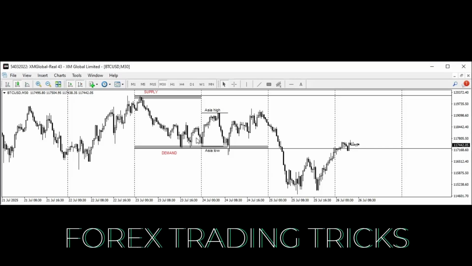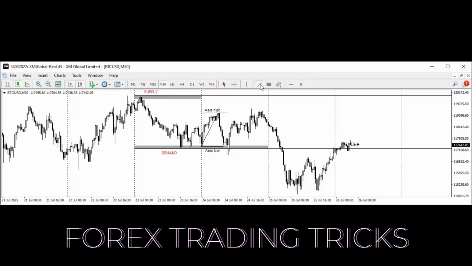So the market opens here at 12 o'clock midnight. When the market opens, the market went up. So this one becomes your low of the day, your first low of the day. That's your Asia low. Then the market goes up and forms another Asia high right there. So the Asia high is your take profit.